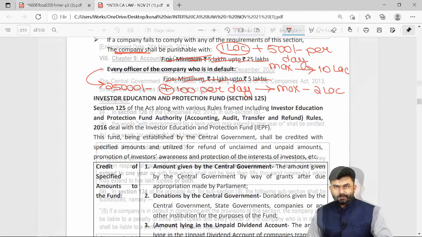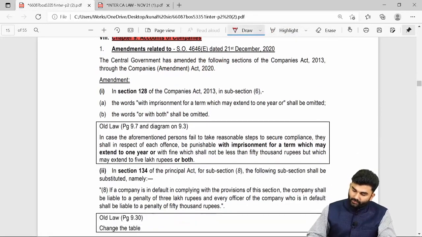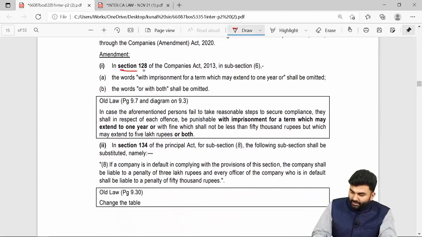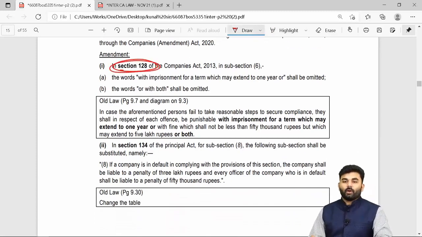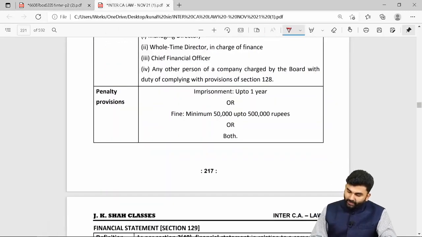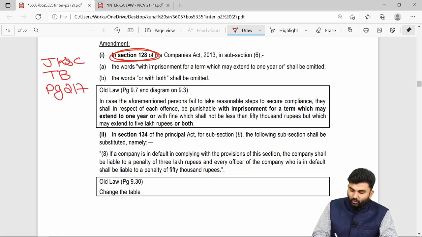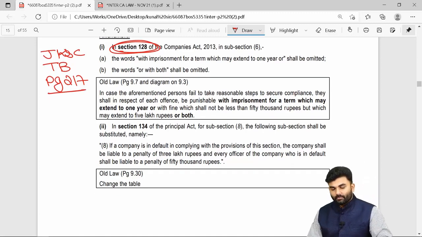The next change you have to make is in your chapter number 9, that is accounts of companies. The very first change you have to make is under section number 128 of Companies Act 2013, which you will find in your JKS's textbook, page number 217.